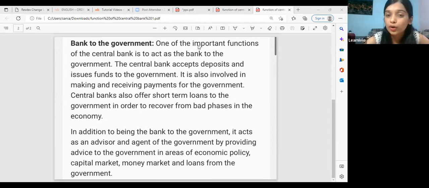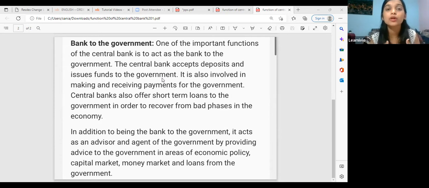So one of the important functions of central bank is to act as a bank to the government. So central bank also acts as bank to the government. Basically it is bank not to common people, but to the government. Now what does central bank do? Central bank accepts deposits and issues funds to the government. So if I want to deposit money, I'll go to commercial bank. But if government wants to deposit their money, they'll go to central bank.